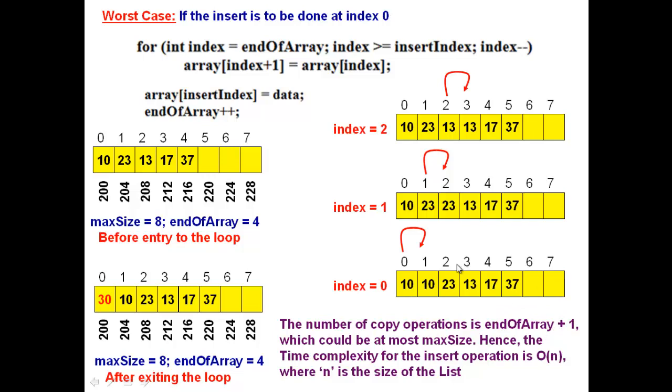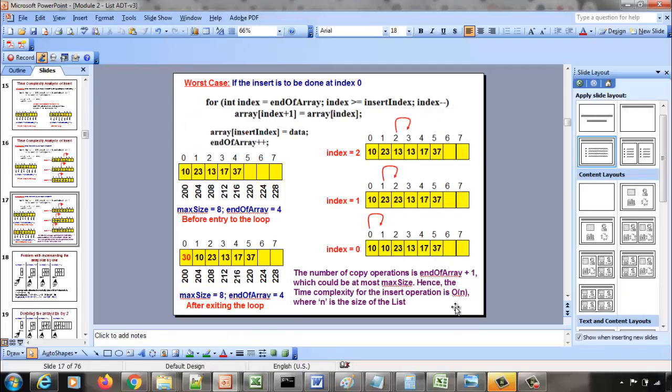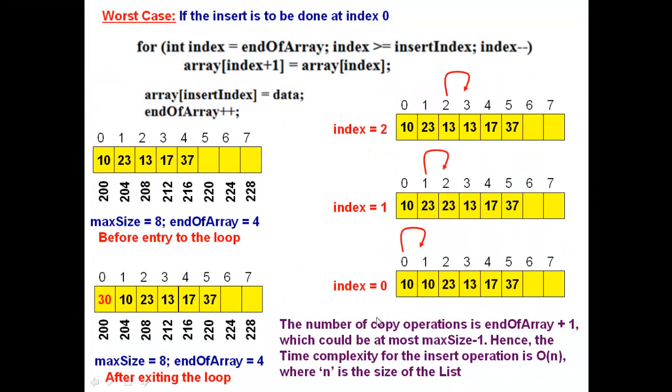So for example, if we had elements up to index 6 and we shifted all those elements to the right and inserted the new element at index 0, the array will be full. So if end of array is 6, we'll be doing 7 copy operations. That could actually be at most max size minus 1. It doesn't really matter, because max size is the size of the array, so that's the upper bound, right? So the time complexity, how many times we could do at the worst case, we'll do n minus 1, max size minus 1 or n minus 1.